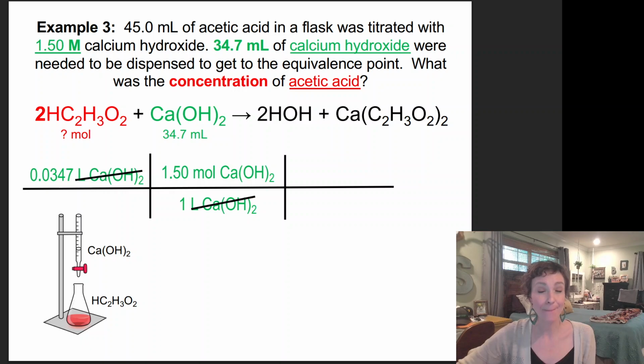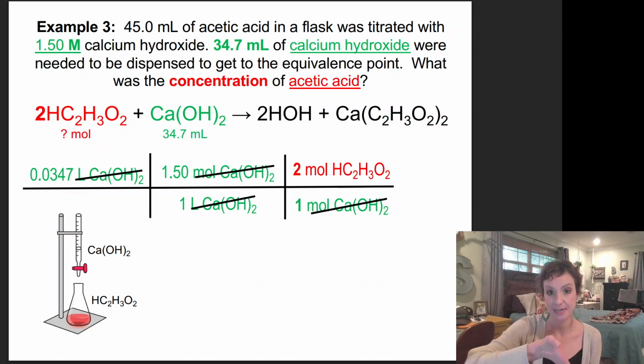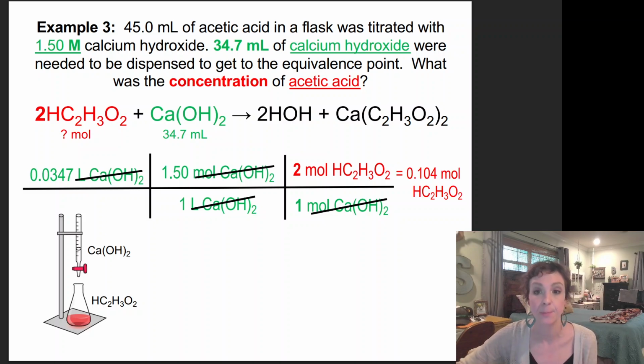Okay. Now I'm at moles of my given, so I'm ready for the mole ratio, which means I grab the coefficients between my given substance and my unknown. It looks like it is a 1:2 mole ratio between calcium hydroxide and acetic acid, and that will allow for me to now get to moles of my acetic acid. And this is where I'm going to stop, because we're going to use this to solve for the moles of acetic acid, which means we get 0.104 moles of acetic acid.